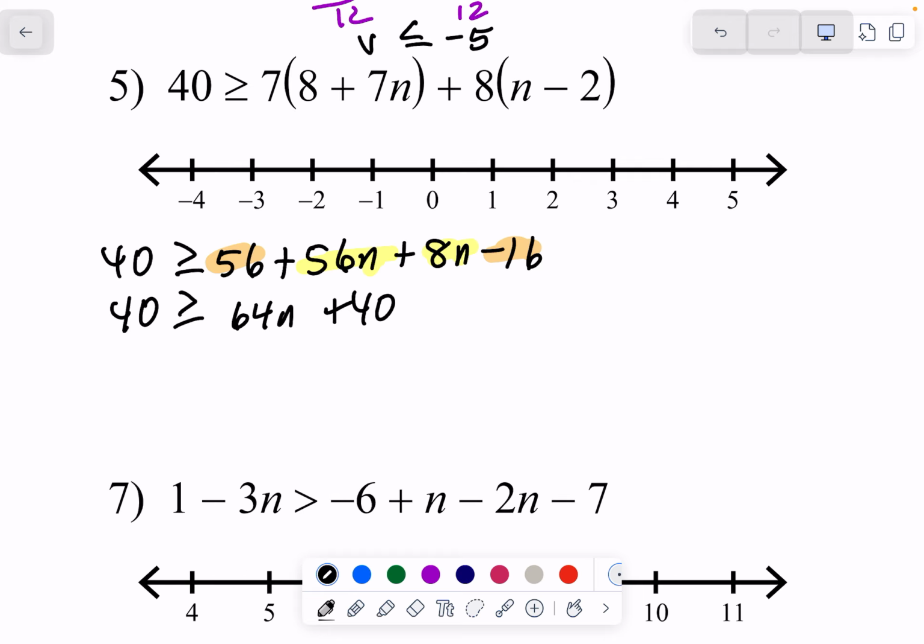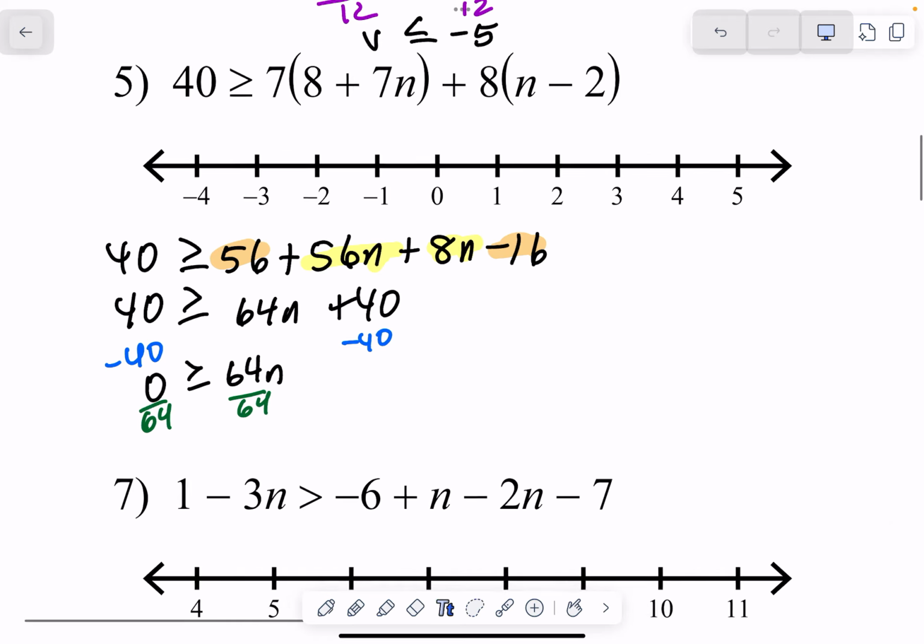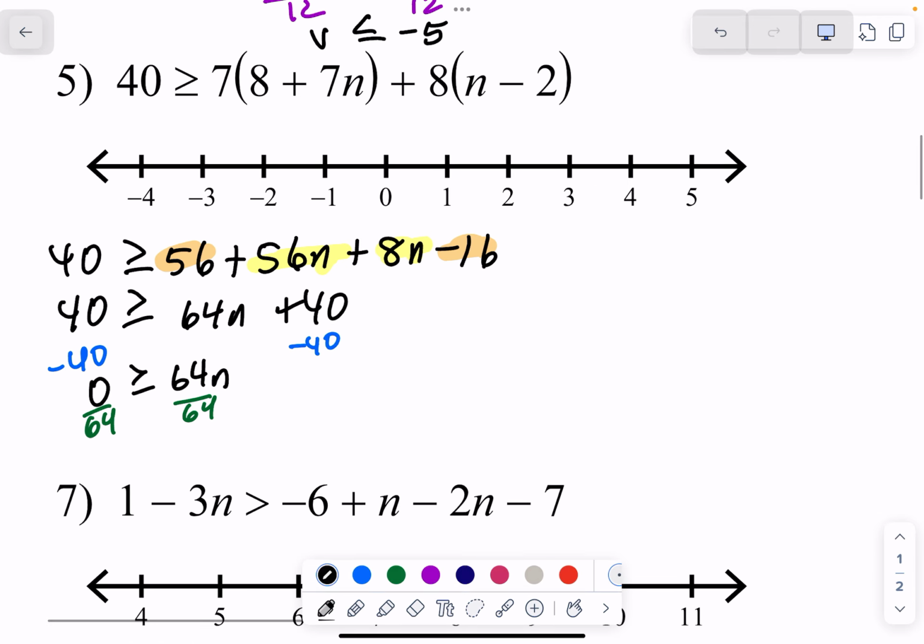Now that both sides are simplified as much as possible, we start moving things around. So let's subtract 40 from both sides. We get 0 is greater than or equal to 64n. Now we're dividing the 64 off. Sometimes my students in the past have thought that it doesn't work. If the 64 is on the bottom and the 0 is on the top, that's totally okay. You just get an answer of 0. 0 is a legitimate number, so it is your answer.